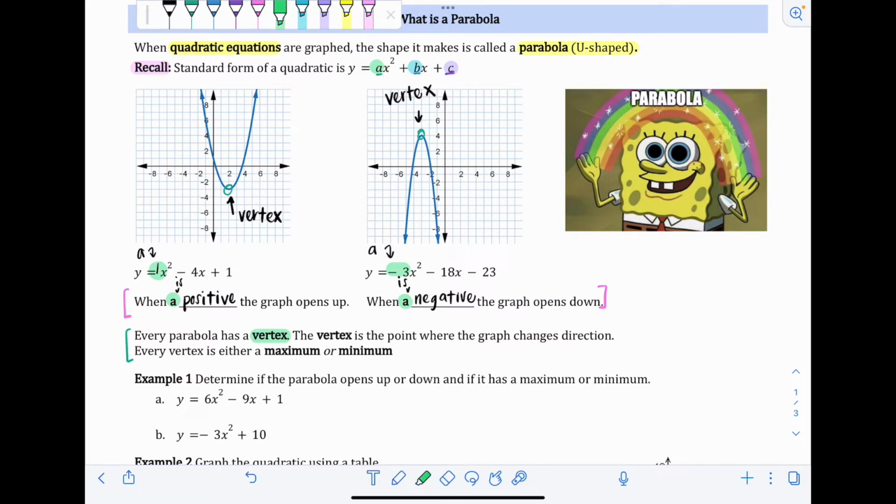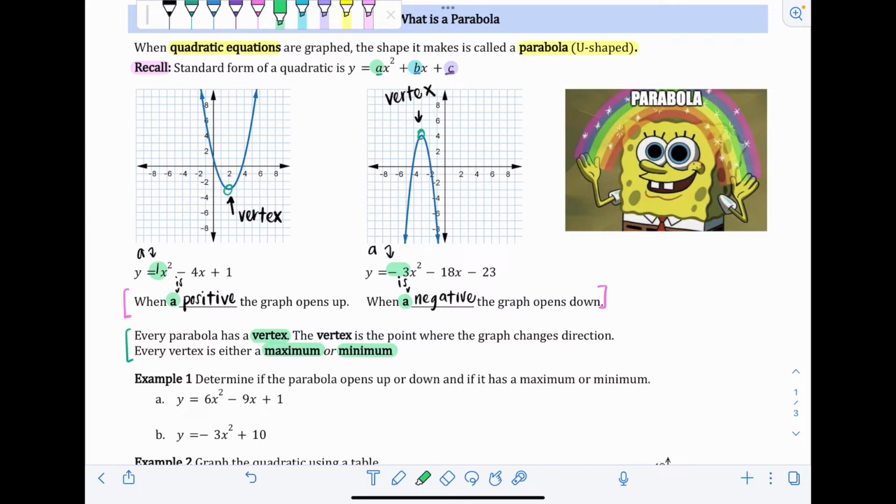And then the second thing for this section, every vertex is either a maximum or a minimum. So no matter what, if you look at a parabola, you look at the vertex and it's either a maximum or a minimum. And the way that you determine is you look at, okay, is this the lowest point of the graph? If that's the case, then it's a minimum. If it's the highest point, then it's a maximum.